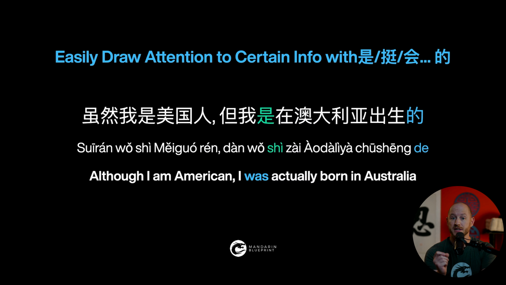Now, 是 plus 的 is a fantastic description. This is where you emphasize a detail, and it's usually about the past. And I'll talk more about this when we have a presentation on 是. But for now, suffice to say that whatever goes between 是 and 的 is the detail you're trying to draw attention to in some manner. 虽然我是美国人，但我是在澳大利亚出生的。Although I am American, I was actually born in Australia. So the emphasis here is on in Australia born. 在澳大利亚出生. And by having that between 是 and 的, you're drawing the listener's attention to that point.